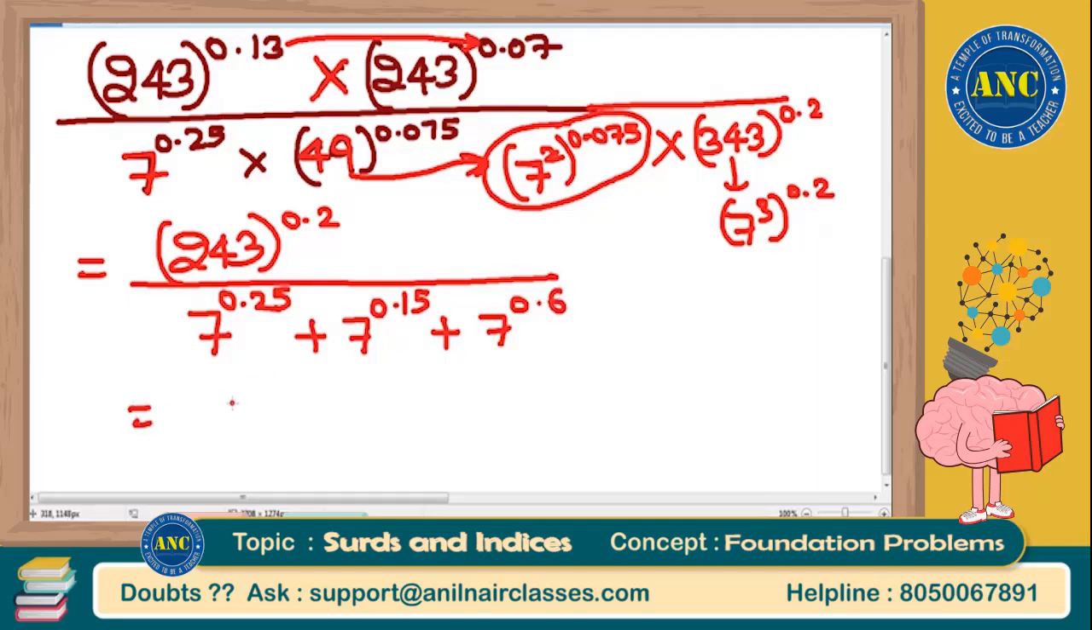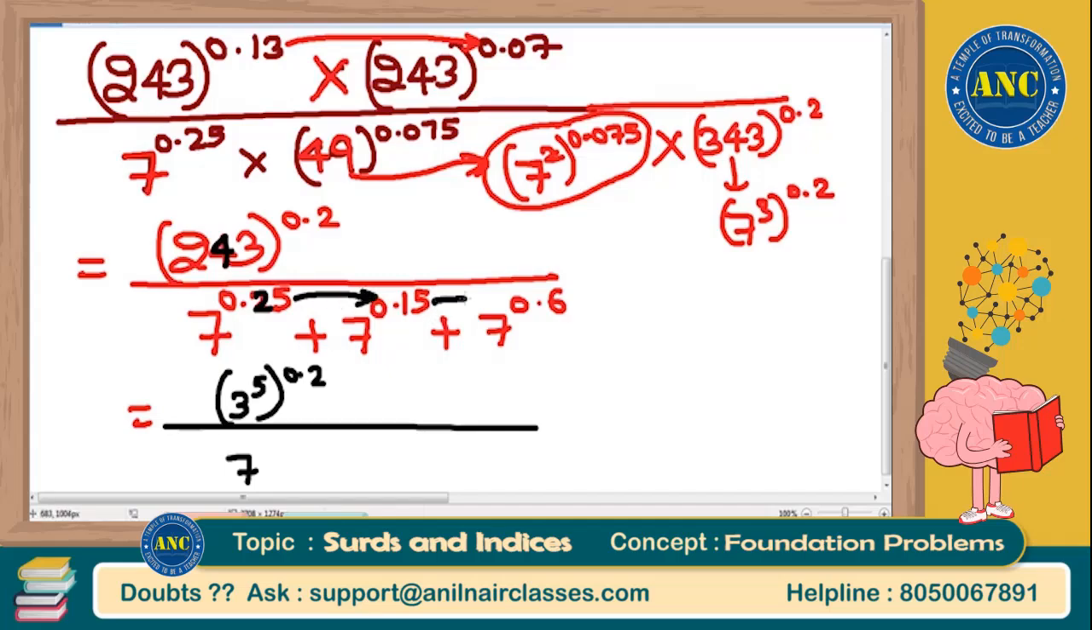Again the bases are the same in the denominator. 243 is 3 power 5, so 3 power 5 whole power 0.2, divided by 7 power 0.25 plus 0.15 plus 0.6, which is 1. So it is 3 power 1 divided by 7 power 1. 3 by 7 should be the answer. The answer for this question is 3 by 7.